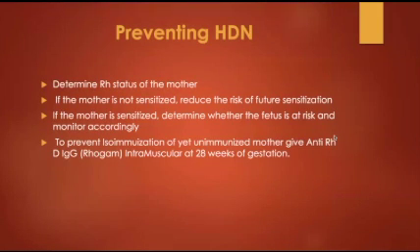So prevention of hemolytic disease, of course, first of all, determine the RH status of the mother. If the mother is not sensitized, reduce the risk of future sensitization. If the mother is sensitized, determine whether the fetus is at risk and monitor accordingly. To prevent immunization of a yet unimmunized mother, give anti-RH immunoglobulin intramuscularly at 28 weeks of gestation.